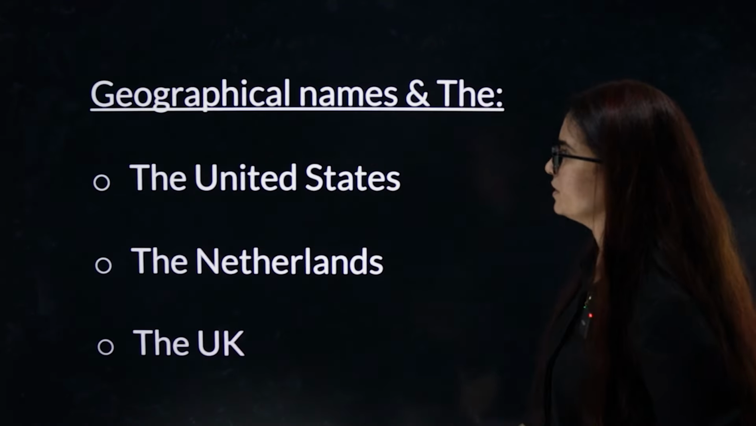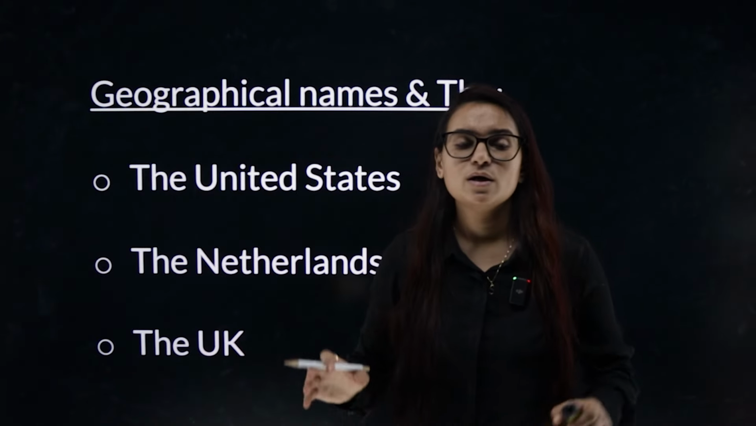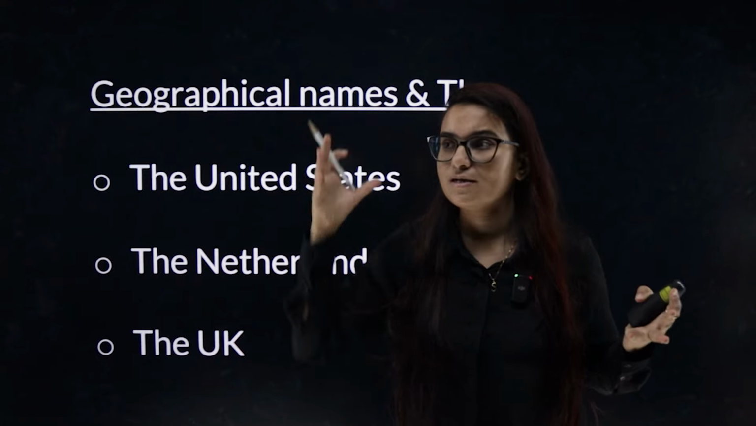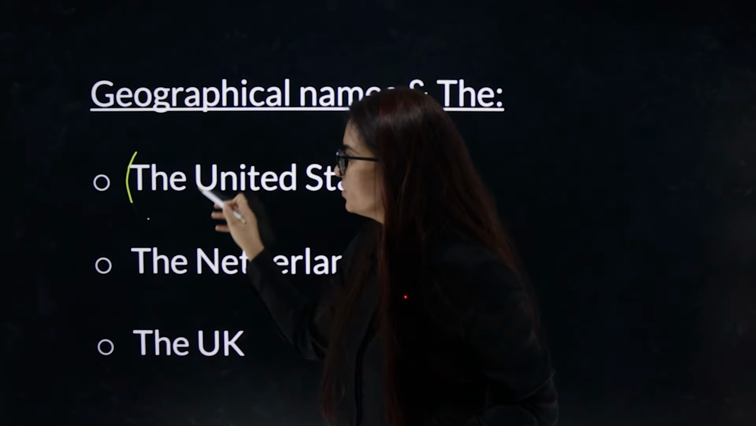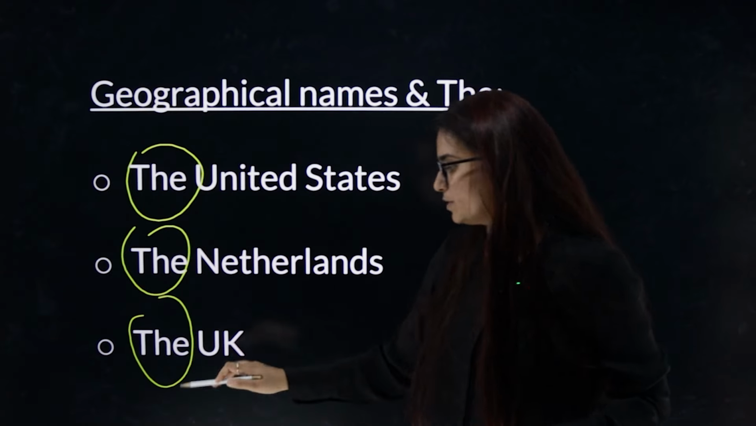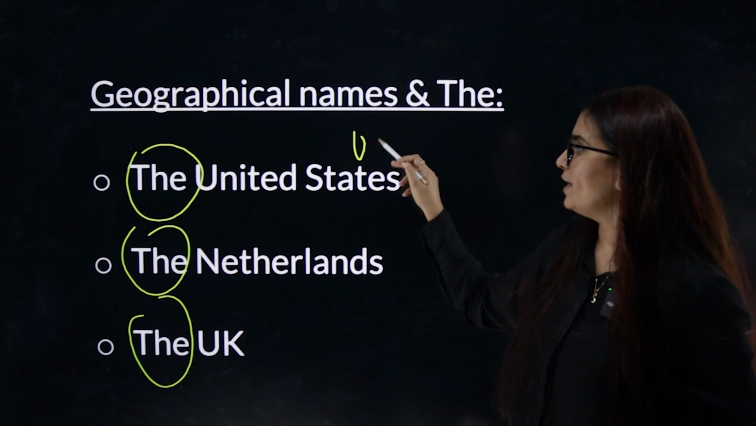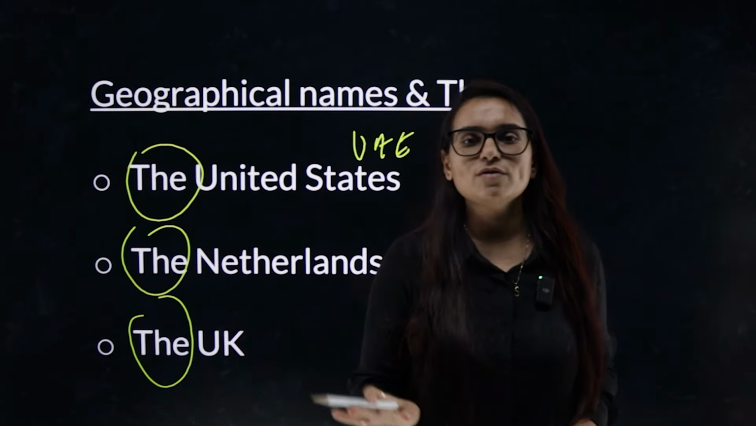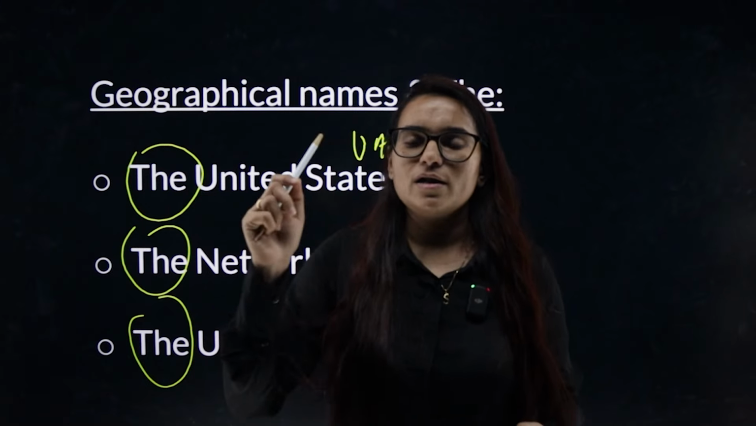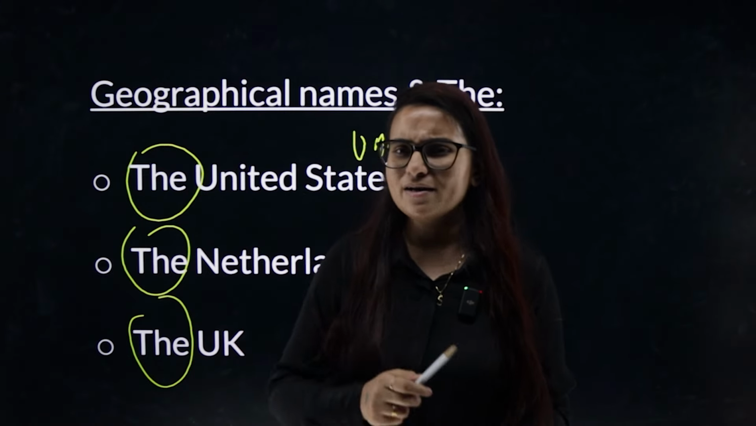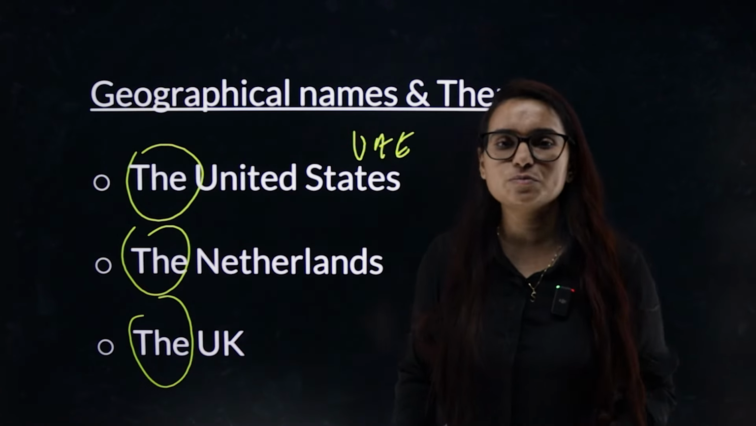Next, let's talk about a few exceptions. The first exception is geographical names and "the." There are a few countries which are divided over larger areas, where multiple countries join together to make it. For those countries you will always put "the" in front of their names. For example, the UK, the Netherlands, the United States, the UAE. All of these countries will always have "the" in front of them. Other countries such as India, Nepal, Brazil, Canada never put any "the" in front of them. Only these countries put "the."